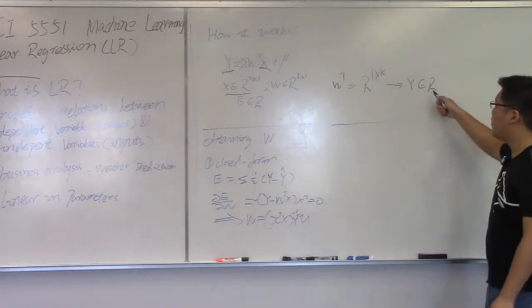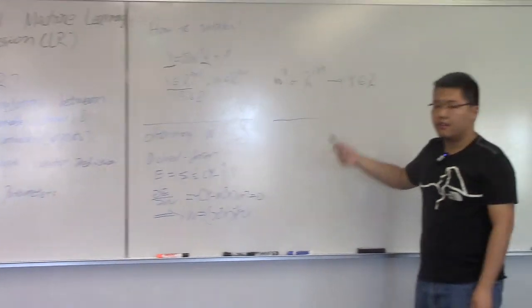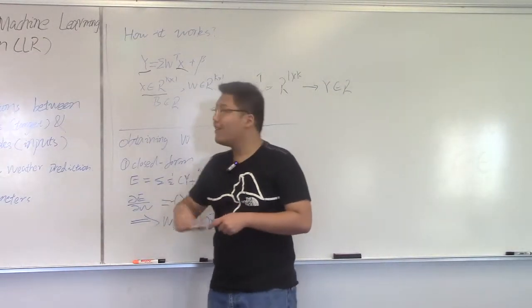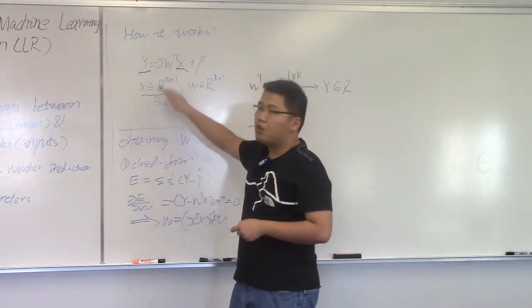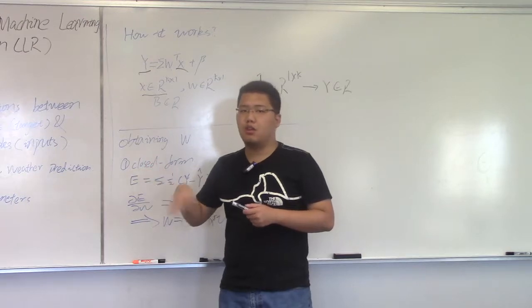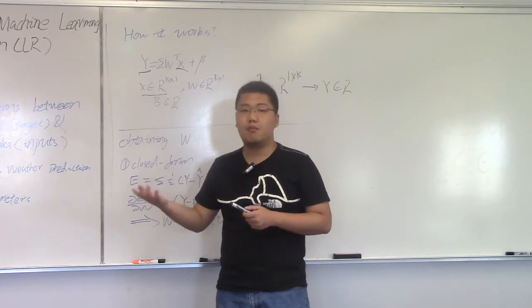So the y will be a scalar, or our temperature. Another interesting point here is that the magnitude of this W can also reflect the importance of those attributes, or independent variables, in predicting our dependent variable, the temperature.